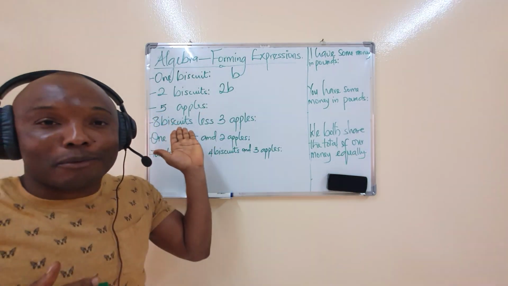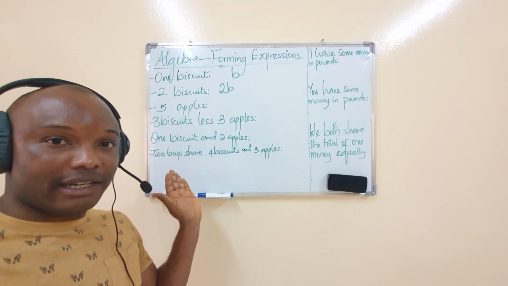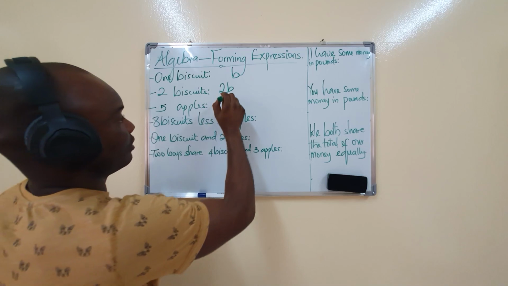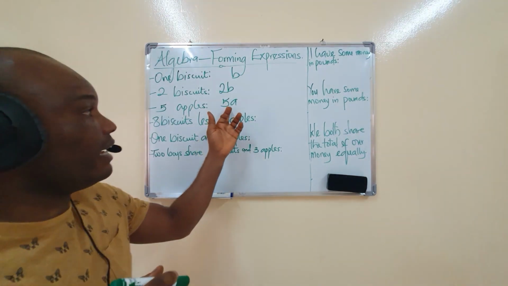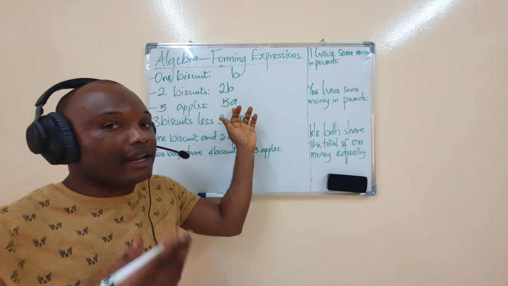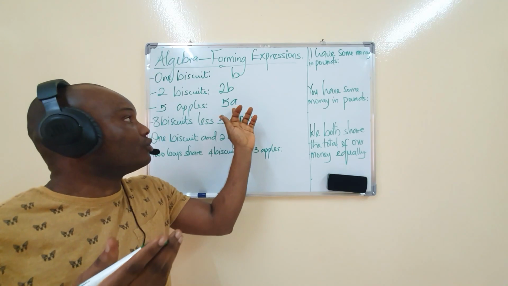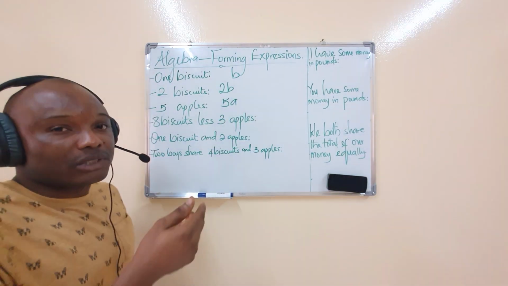Here we have 5 apples. How would you write that? You can pause the video and give it a try. Did you get the answer? Well, if you did, well done. That is 5A, using A this time as my apple. I can use any letter I want, but I have chosen to use A to make it easy. Alright? Okay, let's go a little deeper.